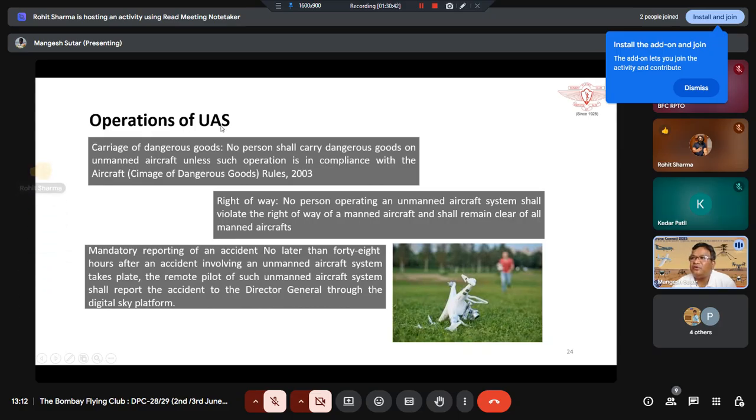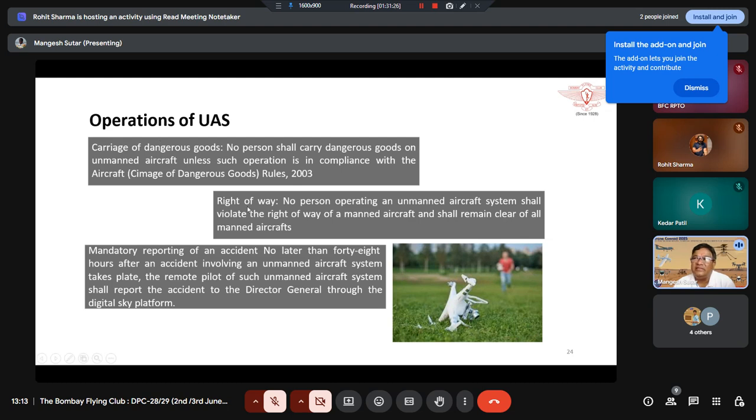Okay. So operations of UAS, carriage of dangerous goods. No person shall carry dangerous goods on an unmanned aircraft system unless such operation is in compliance with the aircraft rule, which was released in 2003. What are the dangerous goods? For example, arms and ammunition, drugs, firecrackers, or all those things which are dangerous. They are not supposed to be carried on the UAS. You have heard of a lot of cross-border drones coming with arms and ammunition, drugs, and all those things. Those are all dangerous operations. You cannot conduct those operations.